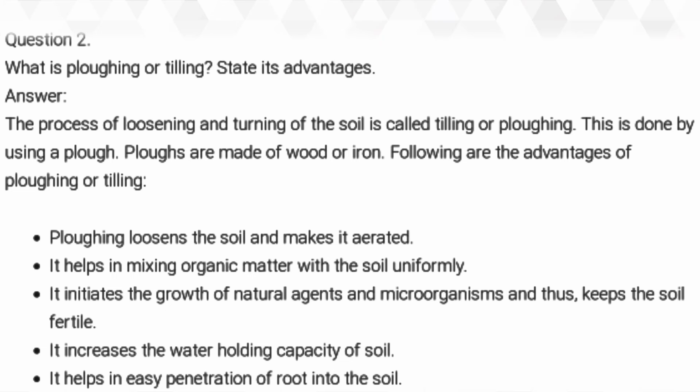Following are the advantages of ploughing or tilling. Ploughing loosens the soil and makes it aerated. It helps in mixing organic matter with the soil uniformly. It initiates the growth of natural agents and microorganisms and thus keeps the soil fertile. It increases the water holding capacity of the soil. It helps in easy penetration of roots into the soil.